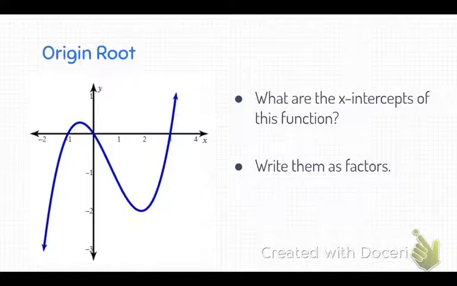I have what is called an origin root. What is the origin when I have a graph? 0, 0. So do you see how I have a point that goes through at 0, 0? That means I have an origin root there, okay? So my other roots are at negative 1 and 3. Do you agree with me? Okay, so I have negative 1, 0, and 3. So this says, what are the x-intercepts? Negative 1, 0, 0, 0, and 3, 0. So we're going to write that.